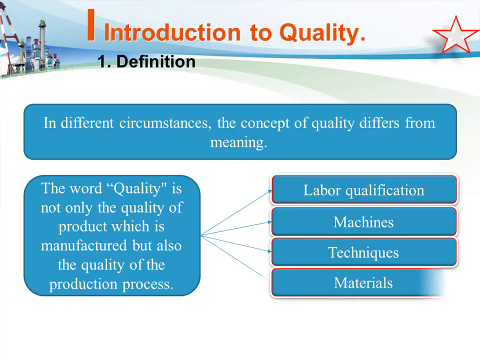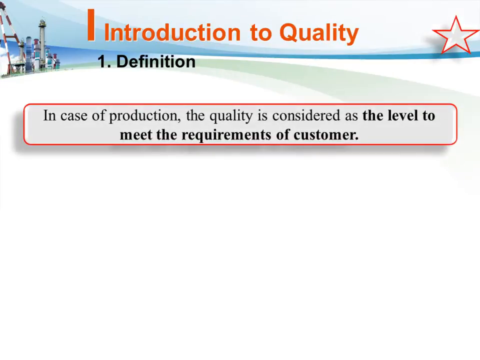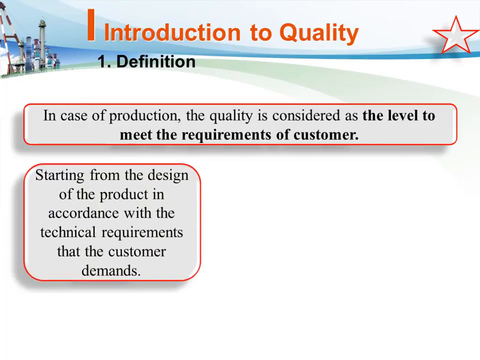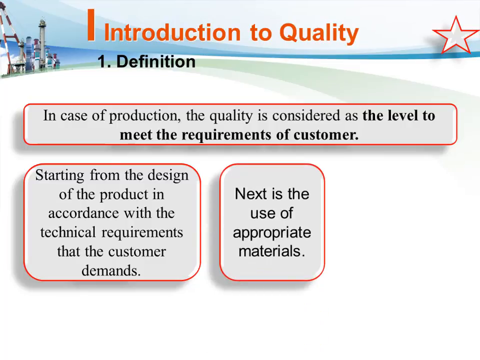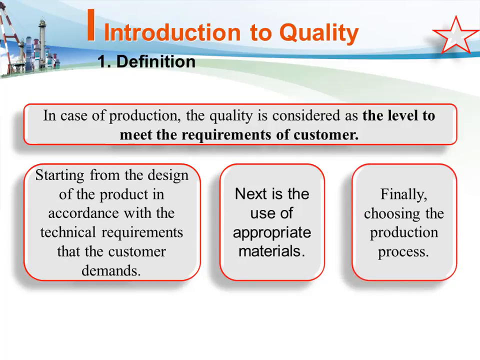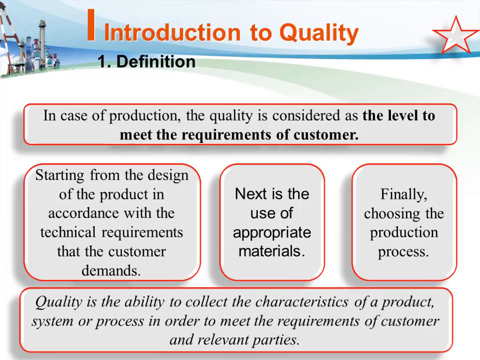In case of production, quality is considered as the level to meet the requirement of the customer, starting from the design of the products in accordance with the technical requirement that the customer demands. Next is the use of appropriate material, finally choosing the production process. Quality is the ability to collect the characteristics of a product, system, or process in order to meet the requirement of the customer and relevant parties.